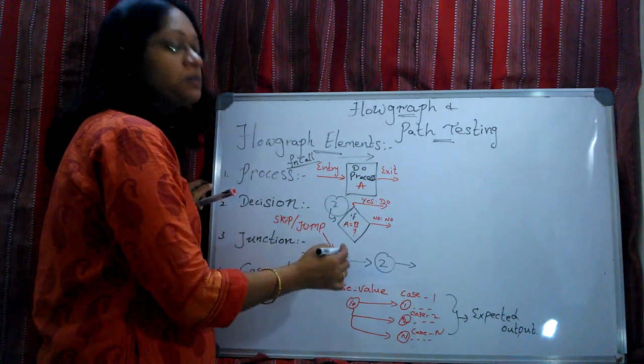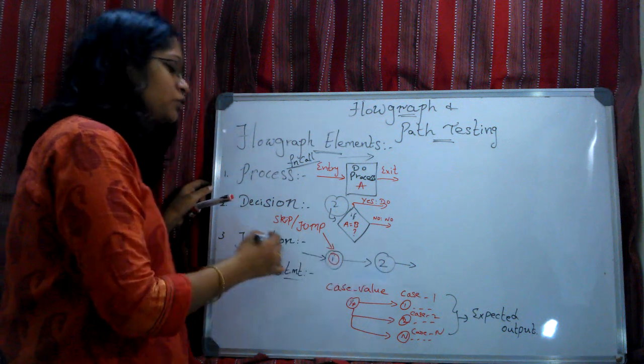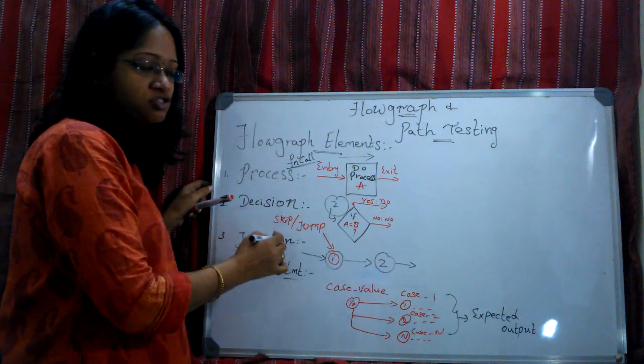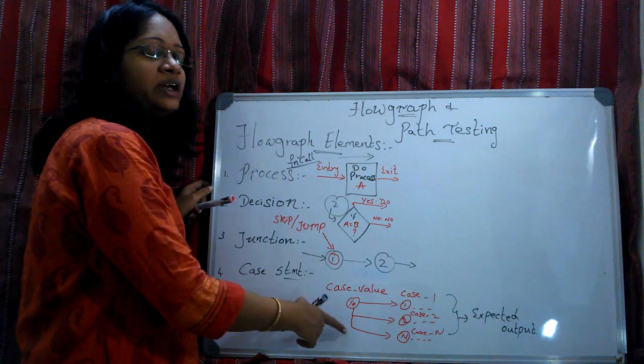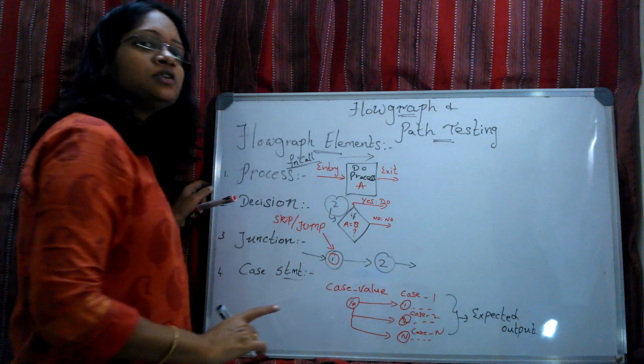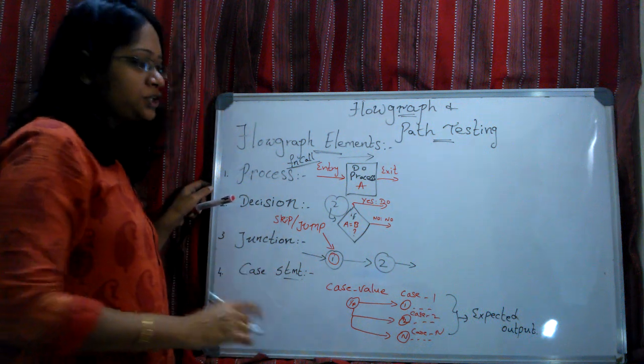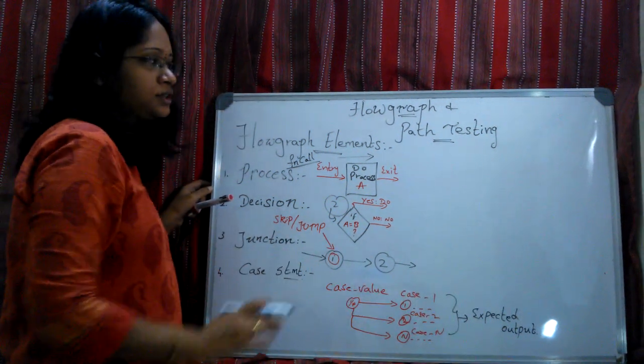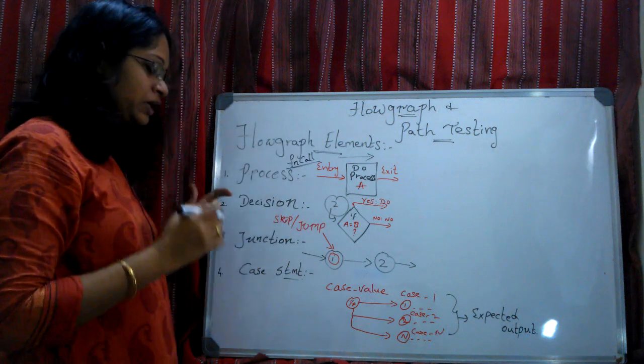Here some skip and jump will be done, so for the most part we do not need to use these junctions. And the final one is the very easy process, the case statement. In this we get so many outputs by using different paths. This is about your flow graph elements.